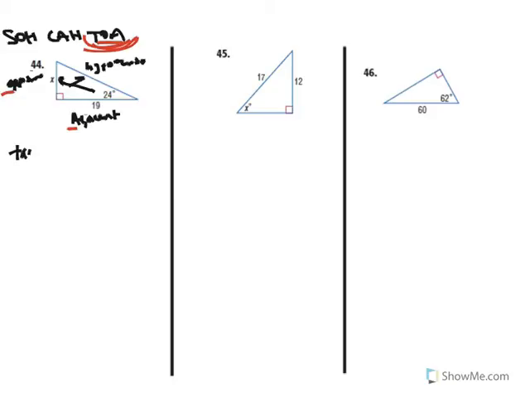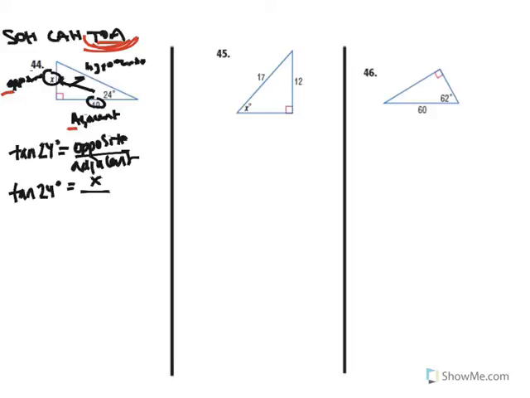So the tangent of 24 degrees is equal to opposite over adjacent. And now I just substitute the values that I found above for opposite and adjacent sides. So the tangent of 24 degrees equals opposite side x over the adjacent side, which is 19.